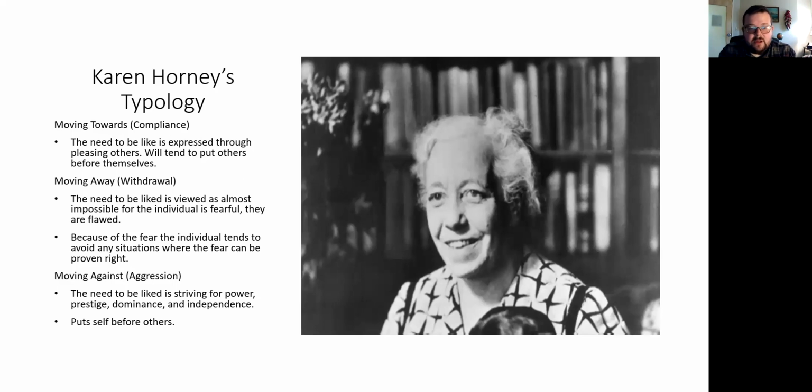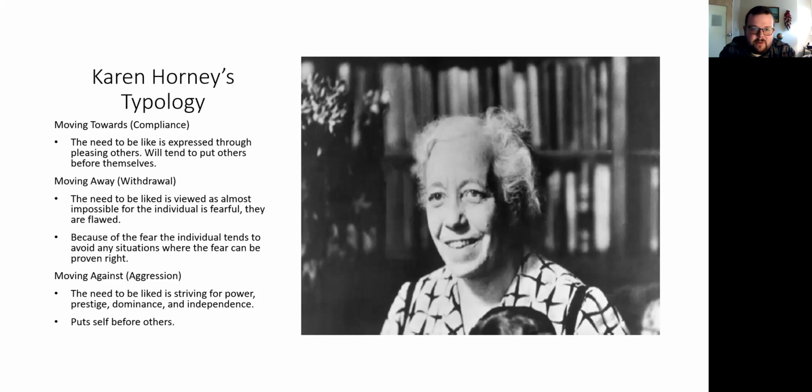So that's the aggression. This individual's need to be liked is striving for power, prestige, dominance, and independence. So they put self before others. So this is going to be the superiority complex we'll cover with Adler. So essentially, these three ways of being depend on our own stress and insecurities, and it's going to be how we interact with others. If we're not sure of our own security and have a low sense of self, possibly we're going to be compliant, motivated to please others because maybe we're fearful of rejection. And by pleasing others, that helps mitigate our fear.